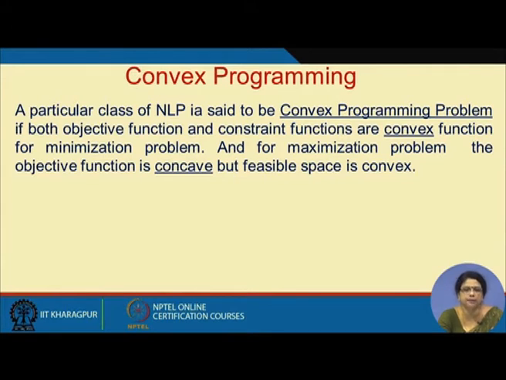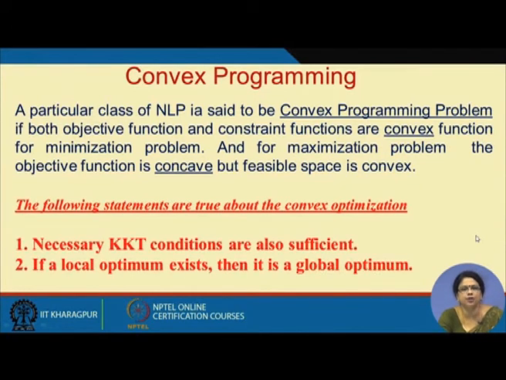But for the maximization problem, the pattern of the objective function will be different for a convex optimization problem. Here the objective function must be concave, but the feasible space must be convex. Then all the local optimal solutions we get will be global optimal solutions. That is the specific sufficient condition for the KKT conditions.